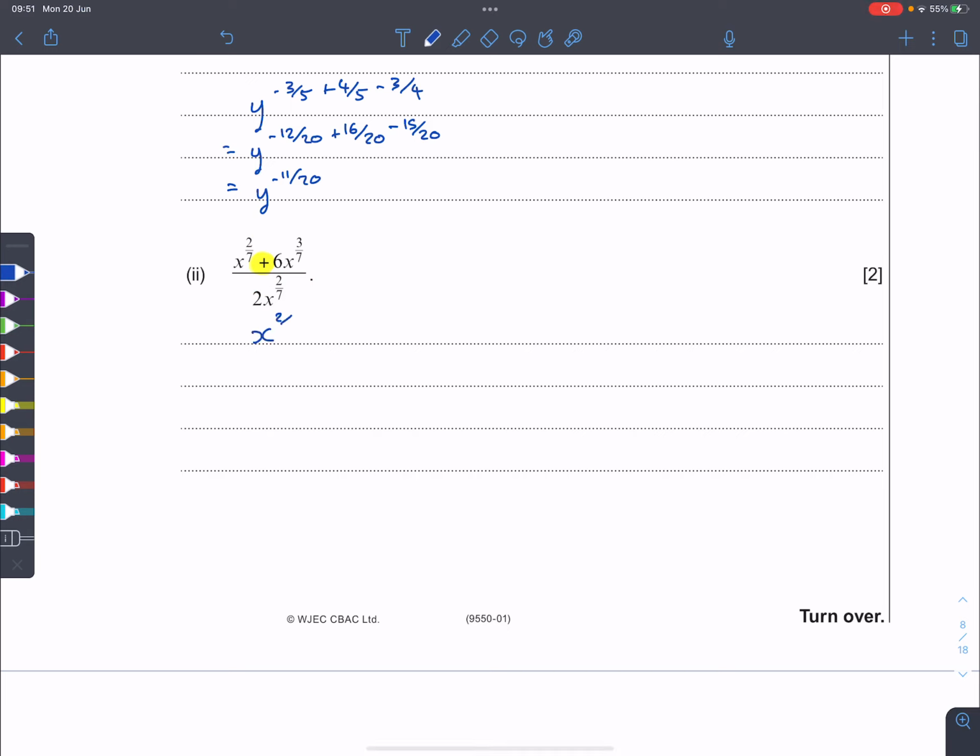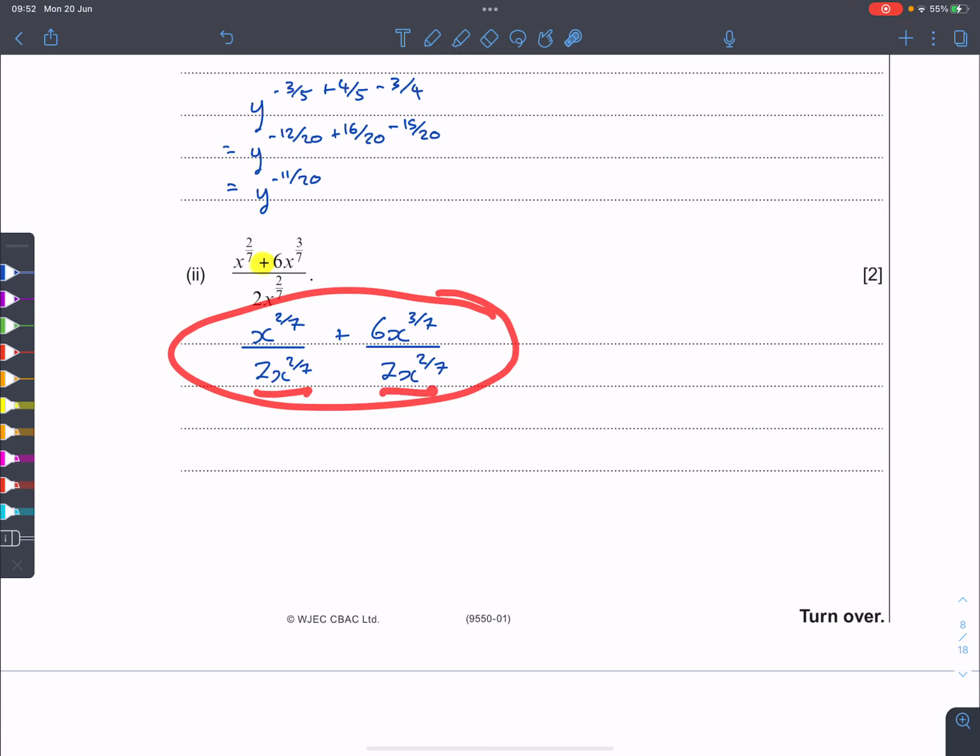So x to the 2/7 divided by 2x to the 2/7, plus 6x to the 3/7 over 2x to the 2/7. Now, if you're not sure what I've done, just look at what we would do in reverse. If we had this question, when we have the same denominator, all we would do is add the tops together. So we'd end up with x to the 2/7 plus 6x to the 3/7, and they'd be all over the 2x to the 2/7 that we had there. So all I've done is a reverse step. That was a case of simplifying, because now I've broken it down to this one.